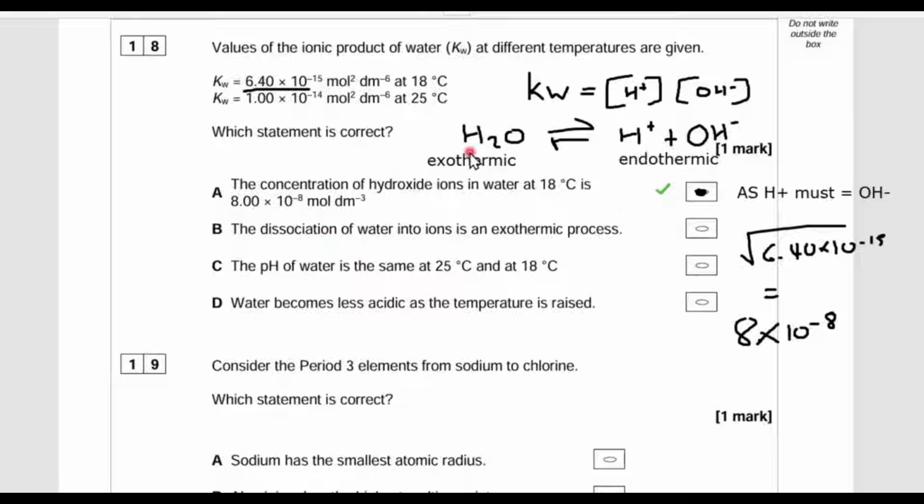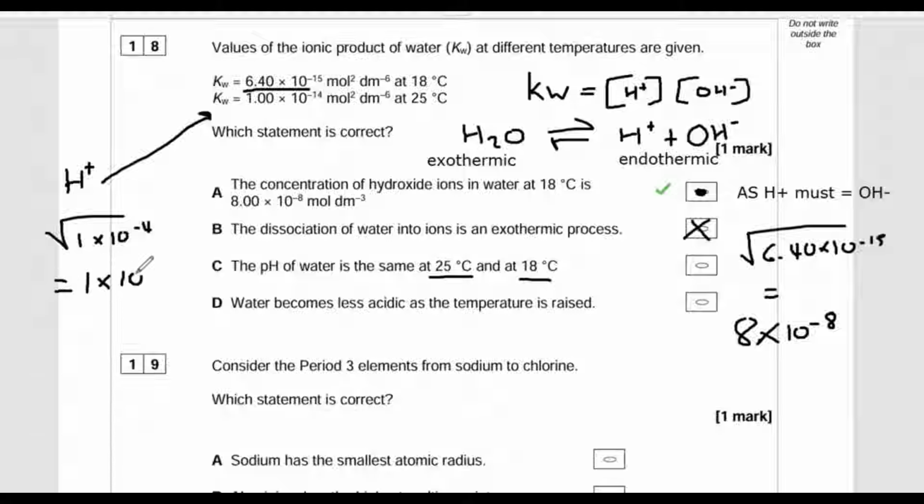Now, I want to go through the others just to over-explain things. The dissociation of water into ions is exothermic? Well, we can see no, it's endothermic when it dissociates into hydrogen ions and hydroxide ions. That's wrong. The pH of water is the same at 25 and 18, right? We can prove this is not true and that pH is temperature dependent. Remember I said the hydroxide ions are equal to the H plus, so I just need to square root these to find the hydrogen ions. So if I square root 1 times 10 to the minus 14, you're going to get 1 times 10 to the minus 7. And if you minus log 1 times 10 to the minus 7, you're going to get 7.